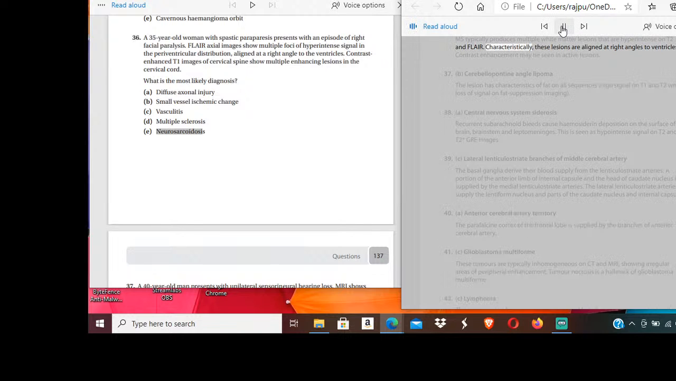And FLAIR. Characteristically, these lesions are aligned at right angles to ventricles. Contrast enhancement may be seen in active lesions.